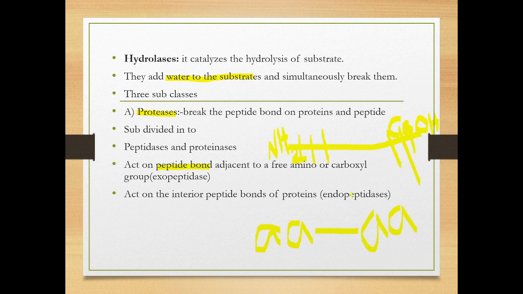So endopeptidases act on this peptide bond, and break it to liberate two amino acids. So they act on the interior peptide bonds of a protein like this. Such enzymes are called endopeptidases.